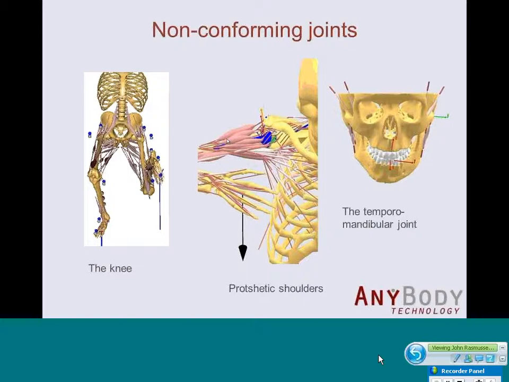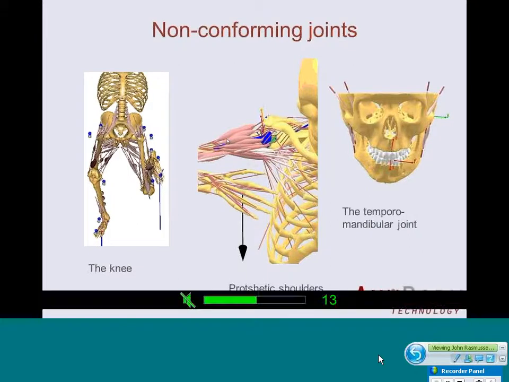And another example is the temporomandibular joint, so that's the joint between the mandible and the skull. And this is also a quite loose joint that allows you to move your mandible in many different directions when you're chewing.